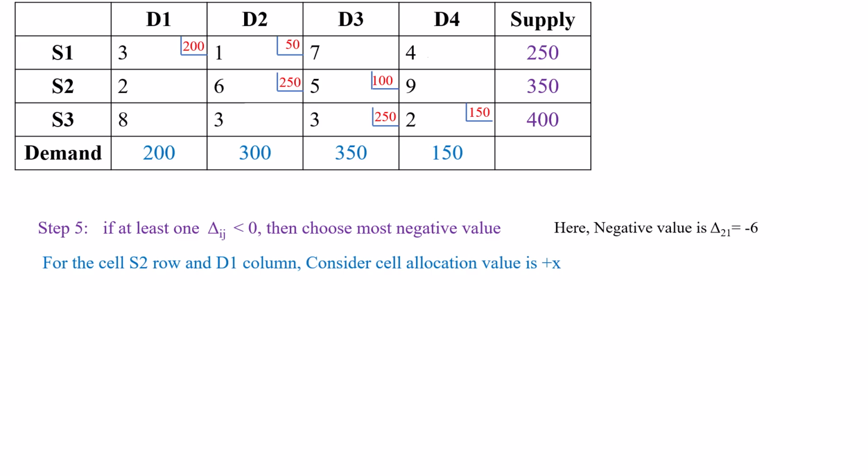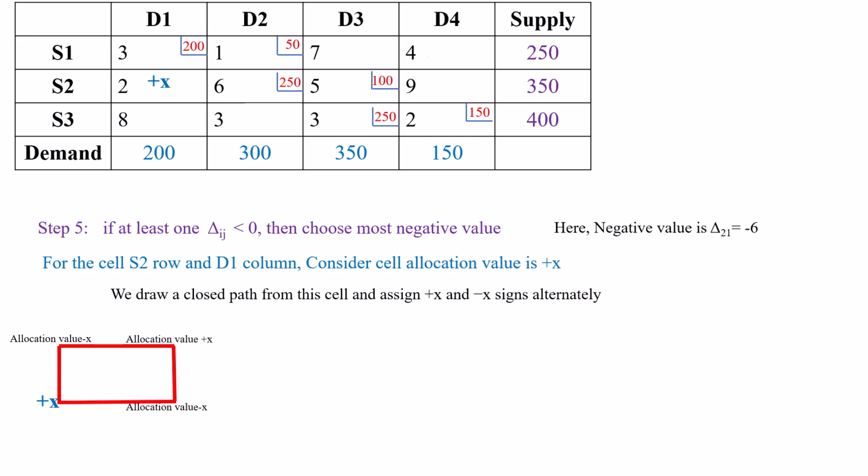So in this cell we have allocated the value plus 6. Next we have to draw a closed path from this cell and assign the plus 6 and minus 6 signs alternately. So next we have to draw a closed path like this. This is an example of the closed path.